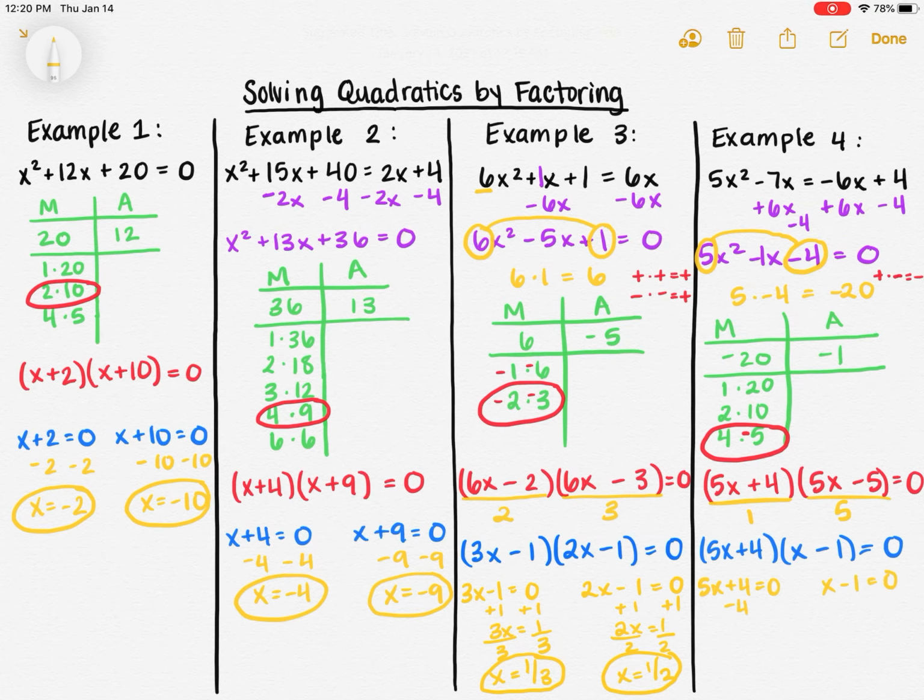So for the one on the left, we have 2 steps. Subtract 4 on both sides. Divide by 5. X equals negative 4/5. That's one solution. And then on this one, I just need to add 1 on both sides. So I get x equals 1 as my other solution. Hopefully this helped you with solving by factoring, and let me know if you have any questions.